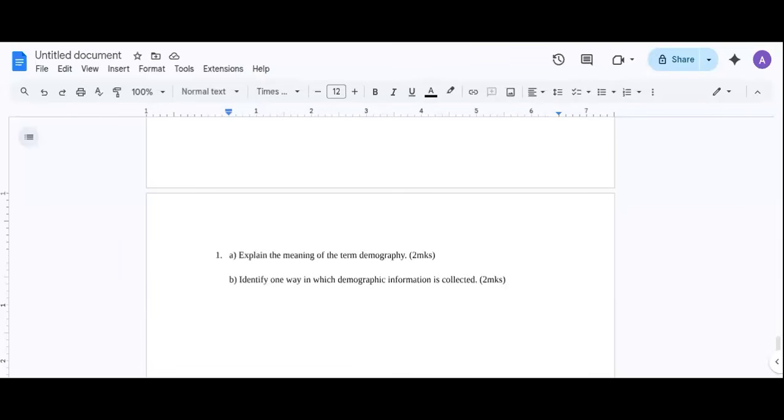So through a national census or a government census, that's how demographic information can be collected. We know that a census is done, at least in Trinidad and Tobago, I know, every 10 years. The census, that is.